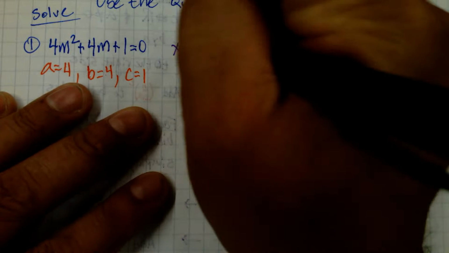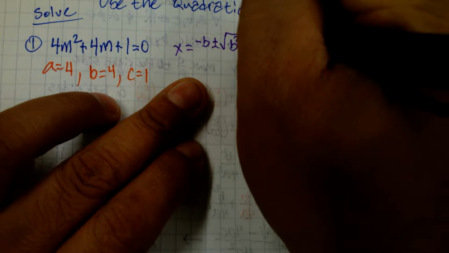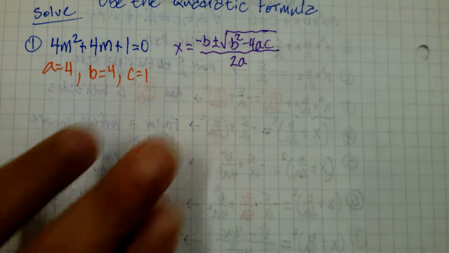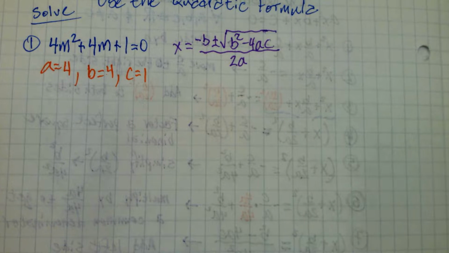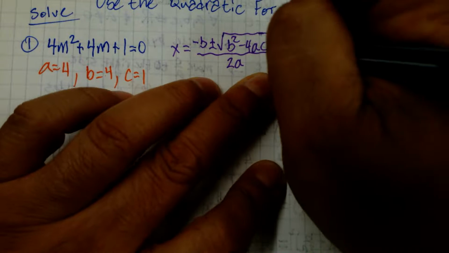X equals negative b plus or minus square root b squared minus 4ac all over 2 times a. Okay. And the first thing we want to do, especially once you're first learning how to use this, just put the numbers in. Replace a, b, and c in the formula with those numbers. So let's go ahead and do that.